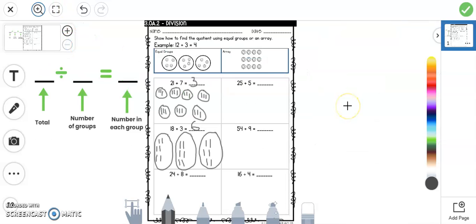All right, for your assignment today, you are going to complete the rest of this page. If you're stuck, there is an example up here. It's also showing how you could do it with an array, but I would really like for you to do it with equal groups right now. So think about this model right here. This is what 12 divided by 3 would look like. You'll find out that there are 4 in each group. And I'm going to leave my first example here for you to look at, and then you'll do the rest on your own.